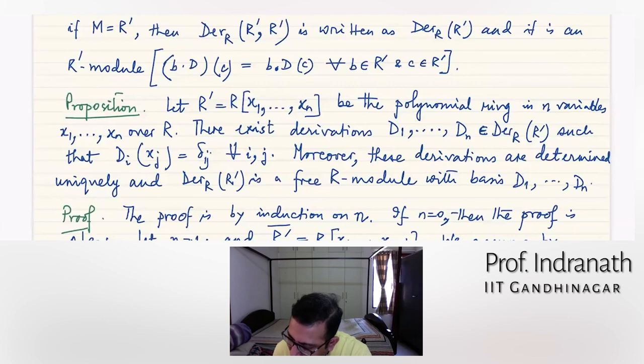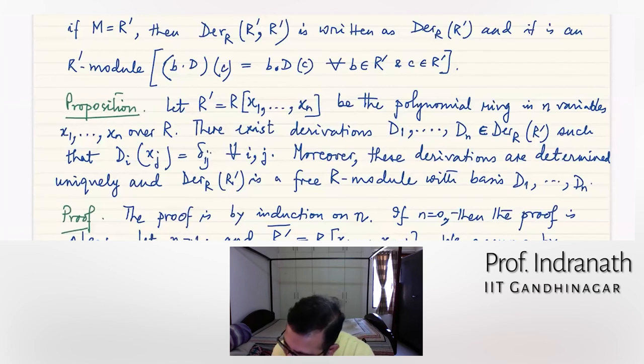And then we assume by induction that there exist derivations d1' to d(n-1)' in this R' bar module, right? So that means derivations from this polynomial ring to itself over R. And we want to extend that derivation to one more variable. That's the whole idea. That's the main problem.